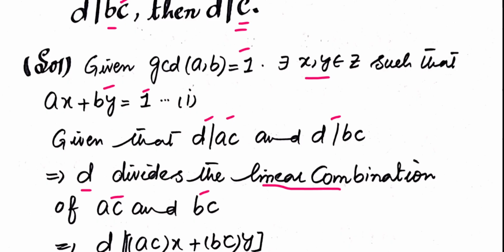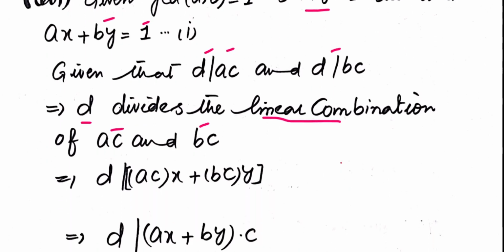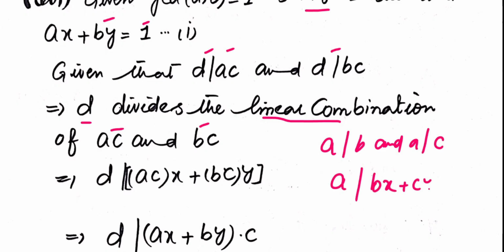We read the property of divisibility, which says if A divides some number B and A divides also another number C, then this property says A must divide every linear combination of B and C, Bx plus Cy. Every linear combination of B and C means Bx plus Cy form.